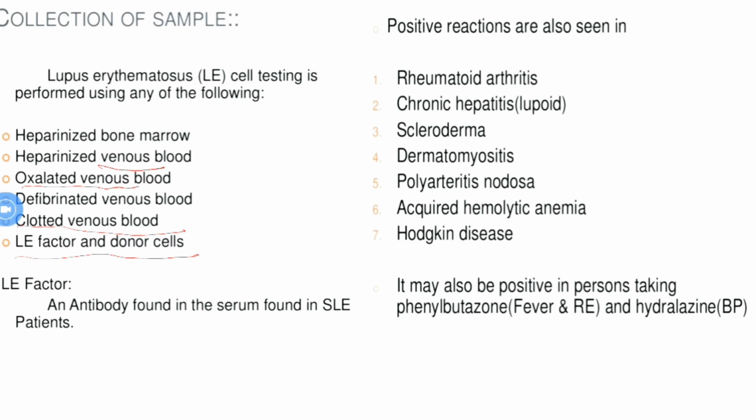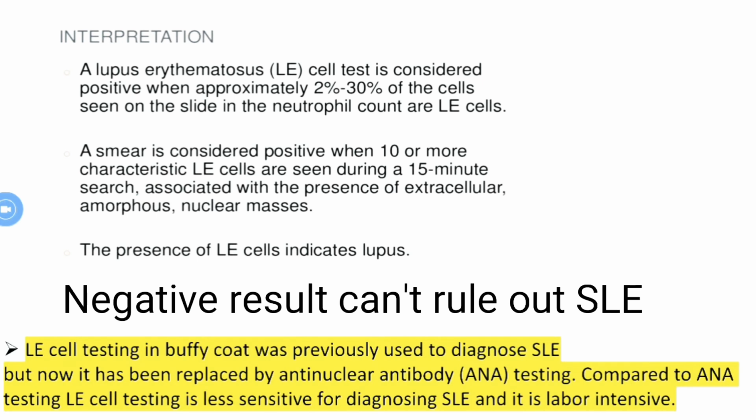Now, LE cell positive reactions can be seen in rheumatoid arthritis, chronic hepatitis, scleroderma, dermatomyositis, polyarteritis nodosa, acquired hemolytic anemia, and Hodgkin's disease. These are some other conditions where we can see the LE cell. It may also be positive in persons taking drugs like phenylbutazone and hydralazine.